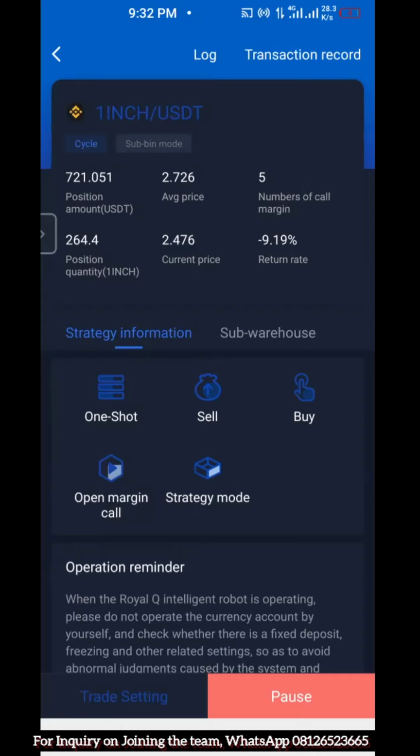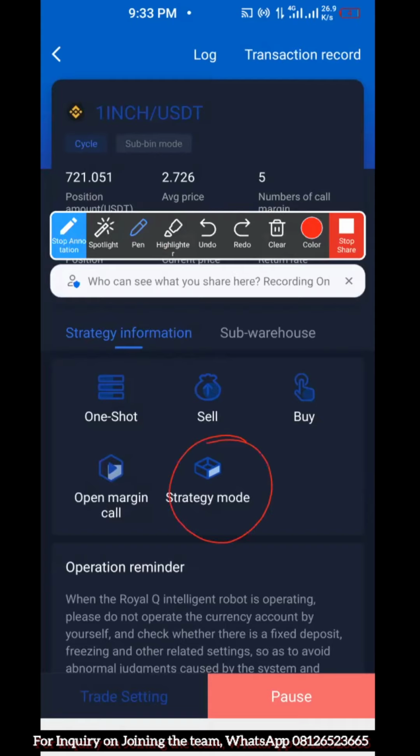I want to wait for it to get to the barest minimum, invest whatever I can invest, then watch it recover. But this inch is a great coin, and I'm sure that by tomorrow or next tomorrow, it should have recovered 10% again. Now, this was because of the FUD from China as well, and all coins have been picking up beautifully. So now, the one I really love the most is this strategy mode.